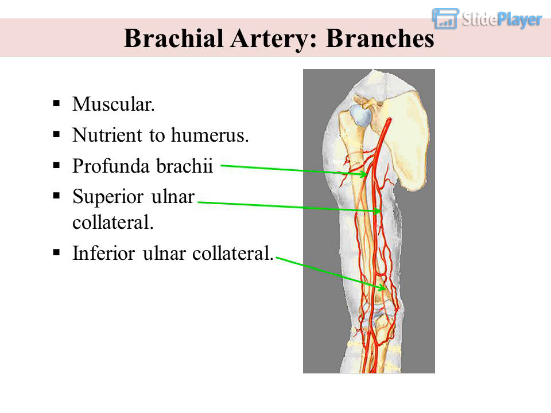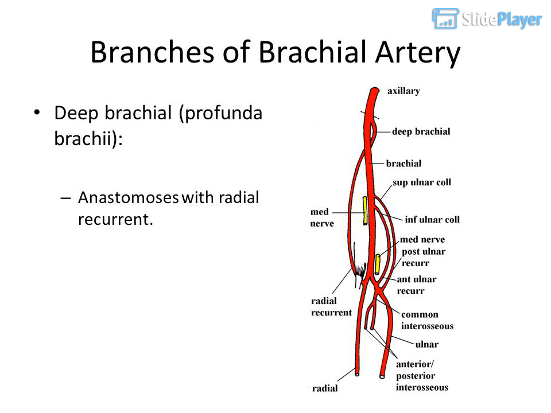Brachial artery branches: muscular, nutrient to humerus, profunda brachii, superior ulnar collateral and inferior ulnar collateral. The profunda brachii, or deep brachial, anastomoses with the radial recurrent artery.